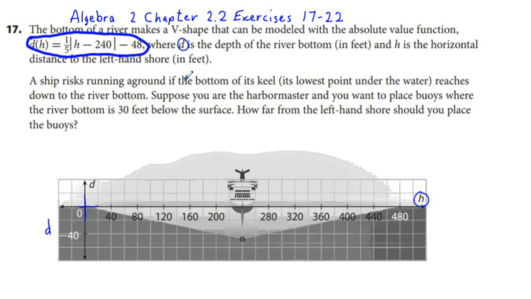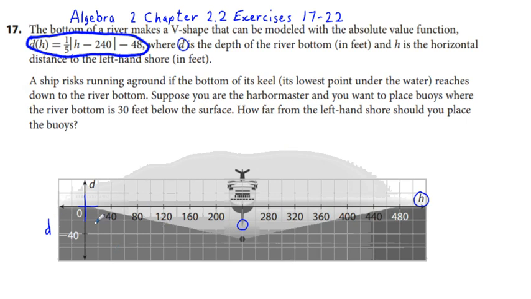A ship risks running aground at the bottom of its keel, its lowest point, and there is that keel. It reaches down to the river bottom. Suppose you are a harbor master and you want to place buoys where the river bottom is 30 feet below the surface. And that would be on each side of the center. How far from the left-hand shore should you place the buoys?